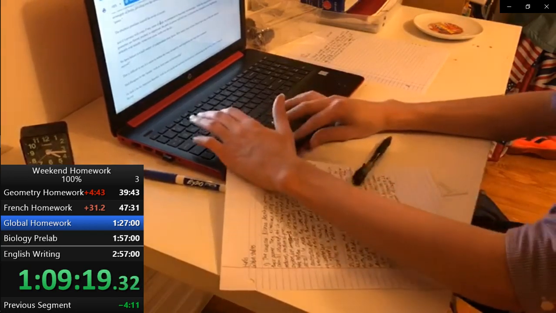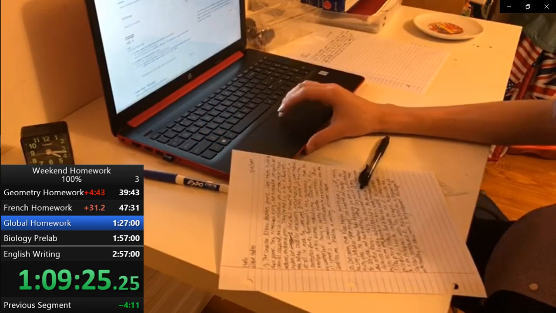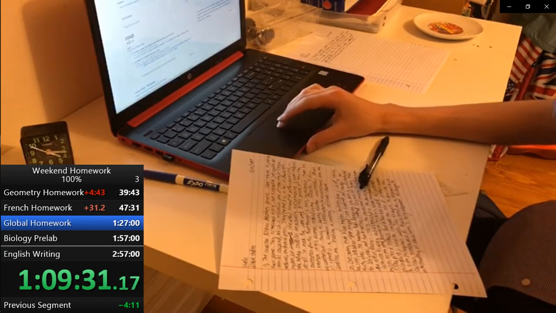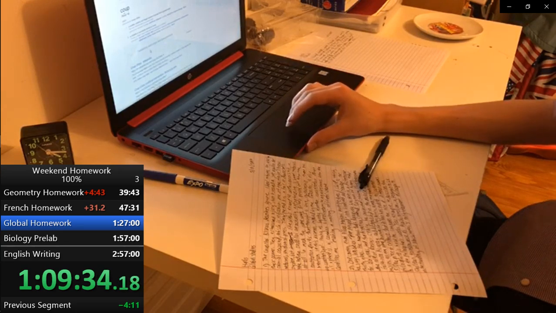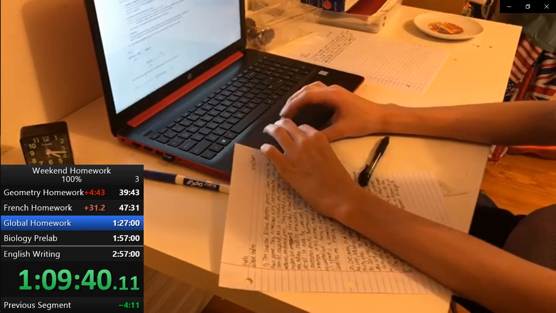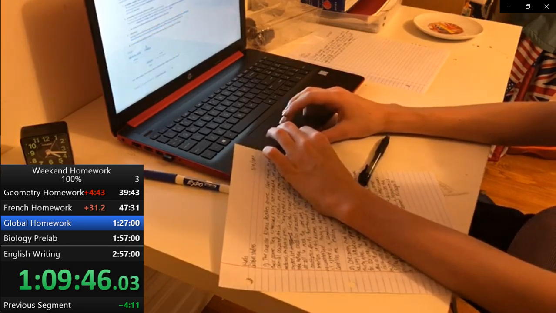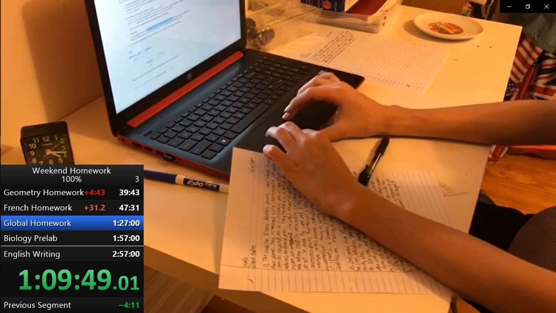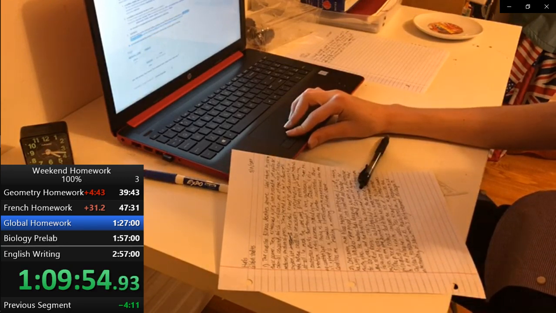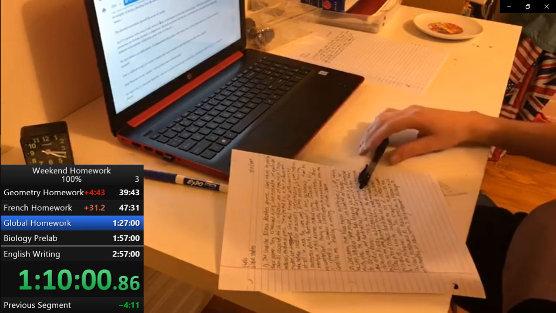Wait, hold up. I forget what coup d'etat is, but that's something to do with the French Revolution, right? Word origin. Coup d'etat. That's something.